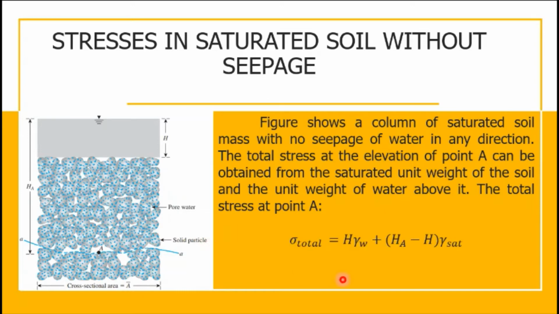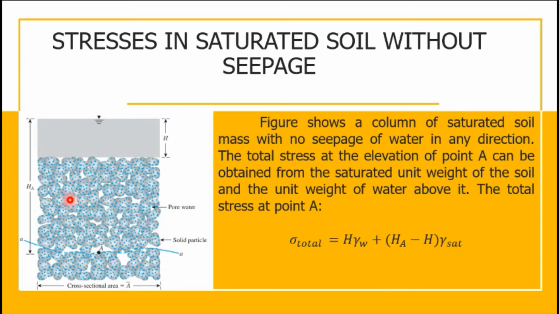The total stress is equal to the height of the water multiplied by the unit weight of water. So the unit weight of this layer, and this is water, and then plus the height of this soil layer. If you were to get the height of the soil layer from the water surface down to here, this will be h sub a minus h. That's why this will be h sub a minus h.